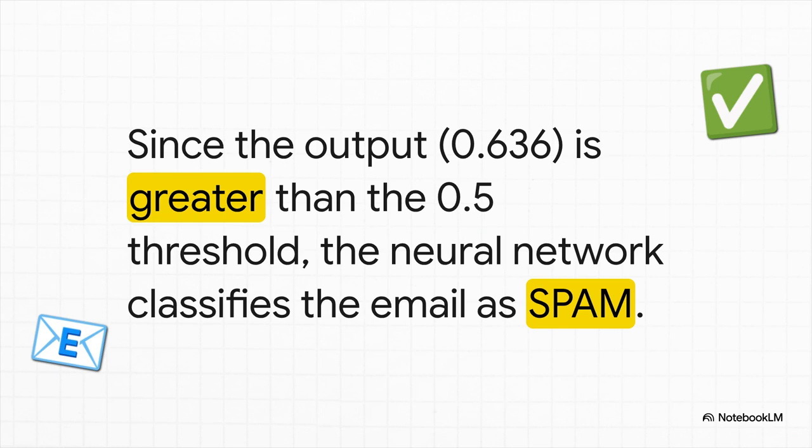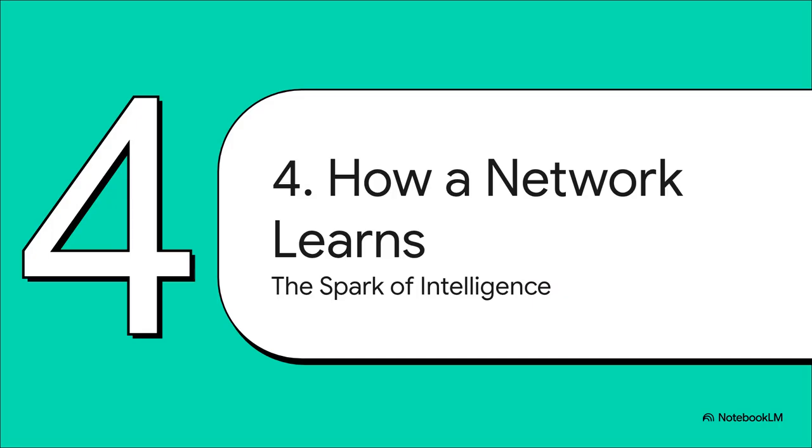So what on earth does 0.636 mean? Well, that's the network's confidence score. It's the probability that this email is spam. And since that number is bigger than our cutoff point, we'll just say 0.5, the network makes its call: spam. And boom, just like that, the data has flowed all the way from the input to the output, and we have a decision.